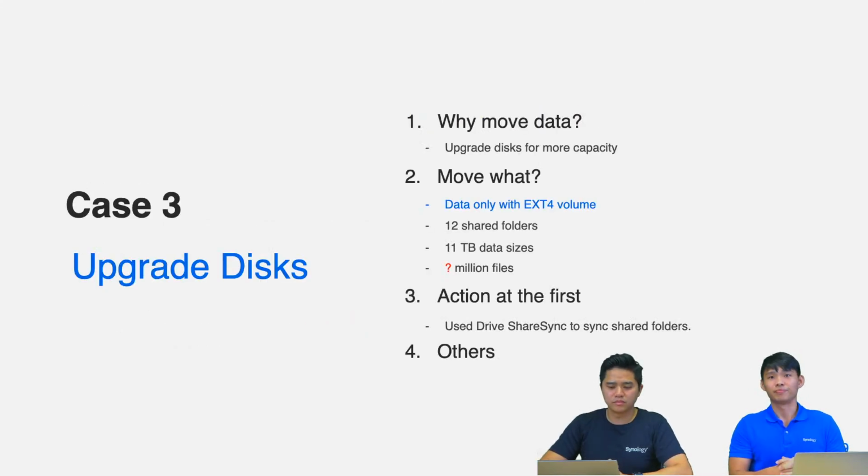Last, case 3. The customer is an MIS in Taiwan University. They have a bunch of archive files in their own NAS with ext4 volume. They only want to upgrade the disk to more capacity, so they could save more files. Therefore, they borrowed a unit from a reseller, put the new disk in this unit, and tried to move data into it. What a coincidence! They also used Drive Share Sync at the first time. I bet you know the result.